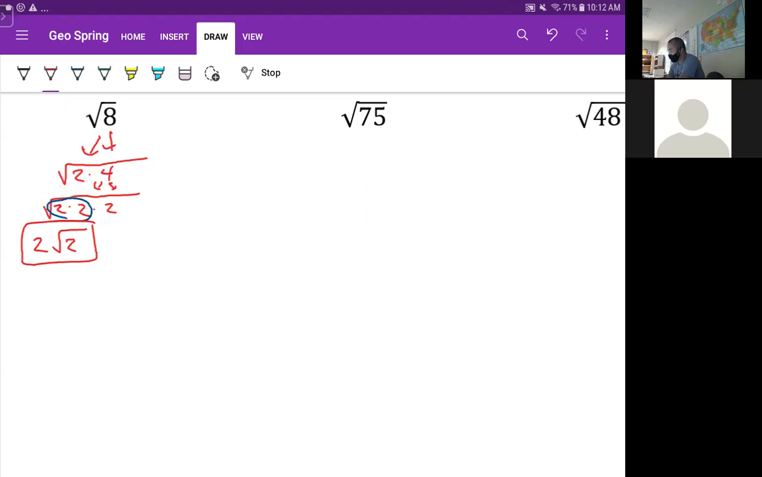Let's do this one, 75. 75 does not divide by 2. 75 divided by 3, oh yeah, that'll work. So this is going to break down into 3 and 25, because 3 times 25 is 75. 3 doesn't break down any further, so 3 is good. 25 will break down further though, not by 2, not by 3, not by 4. It'll break down by 5. So 5 and 5.